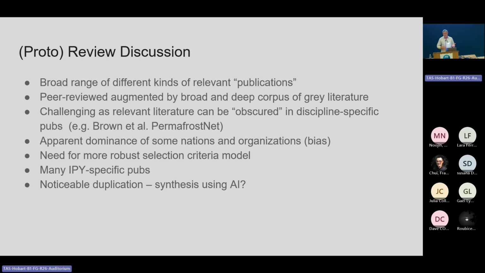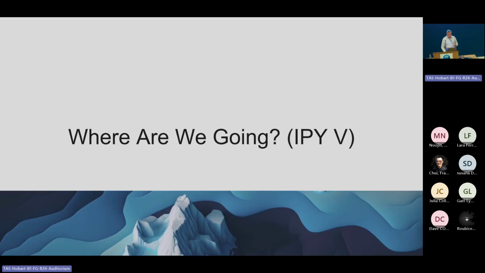There's noticeable duplication. So these themes that I showed you in the last slide, you see that again and again and again. So that's where I think AI could help us so that we're not having to read hundreds of papers to just say the same core things, right? Where are we going with IPY5? Mark's going to, I think, have a talk later in the session, and then we have a meeting tomorrow morning.